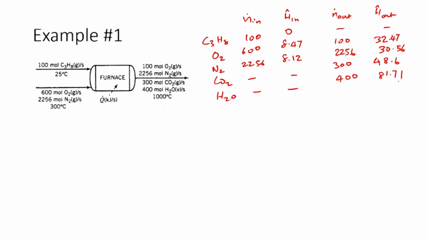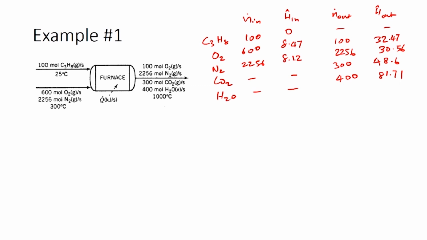So, now that we have all these enthalpies, we can basically calculate the total enthalpy of the outlet stream as 100 times 32.47 plus 2256 times 30.56 plus 300 times 48.6 plus 400 times 81.71. Similarly, for the inlet stream it would be 100 times 0 plus 600 times 8.47 plus 2256 times 8.12.